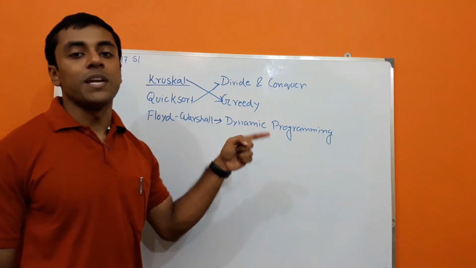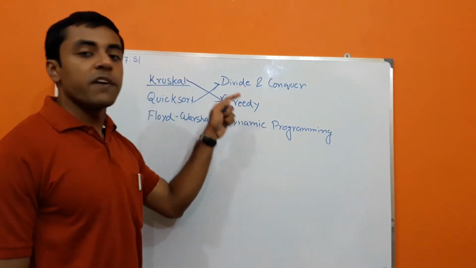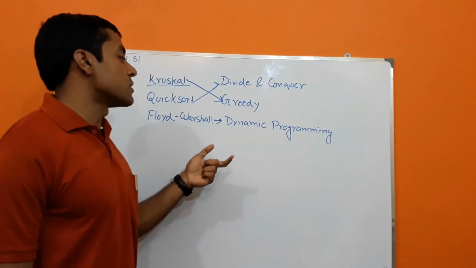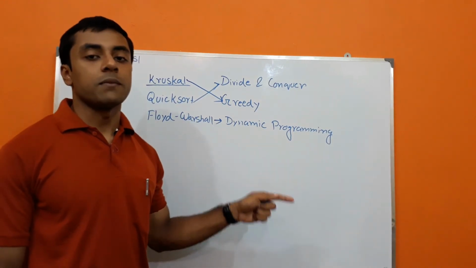Kruskal should be mapped with greedy, quick sort should be mapped with divide and conquer, and Floyd-Warshall algorithm should be mapped with dynamic programming.